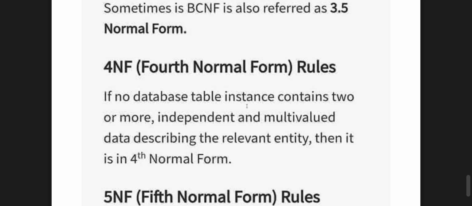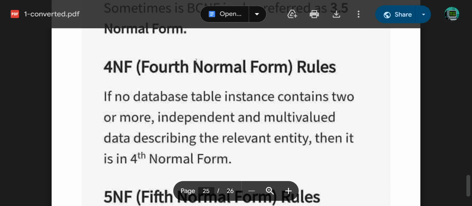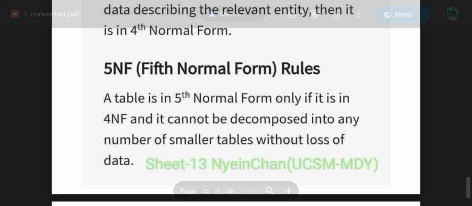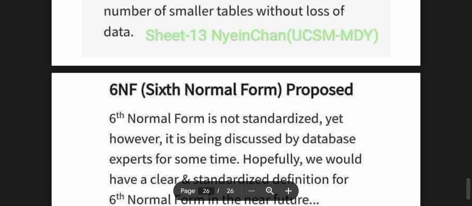If no database table instance contains two or more independent or multi-valued data describing the relevant entity, then it is in the fourth normal form. Fifth normal form rules: a table is in the fifth normal form only if it is in 4NF and it cannot be decomposed into any smaller tables without loss of data.